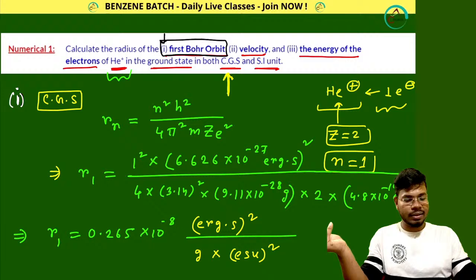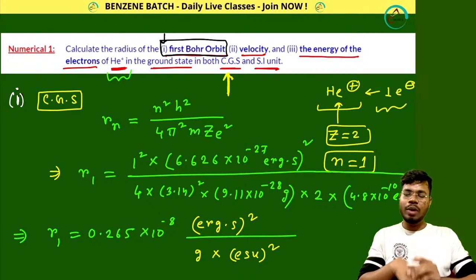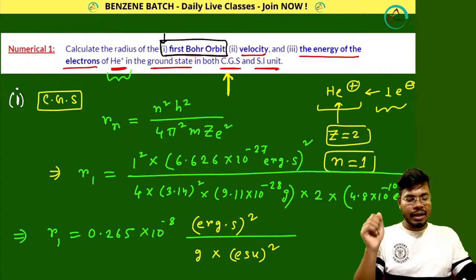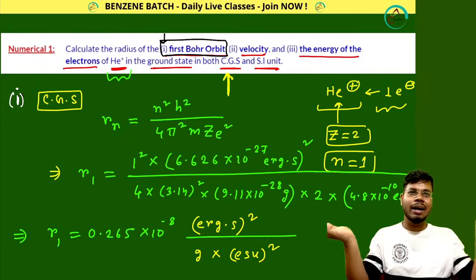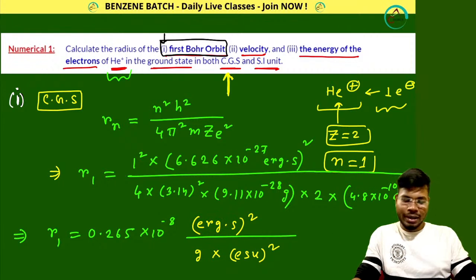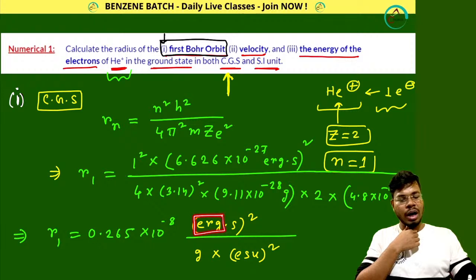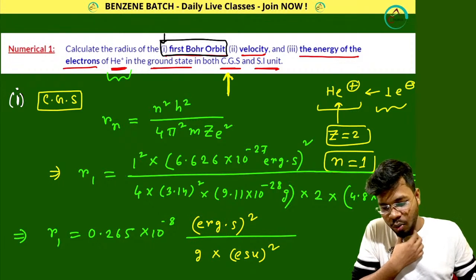But how would I get that? Here I have my ESU, here I have my ESU, here I have my erg. How would I calculate that? So can you tell me guys, what is the relation between this ESU or erg, or other conversion? Do you know what is erg? If you want to convert erg into other terms, what will be the erg?